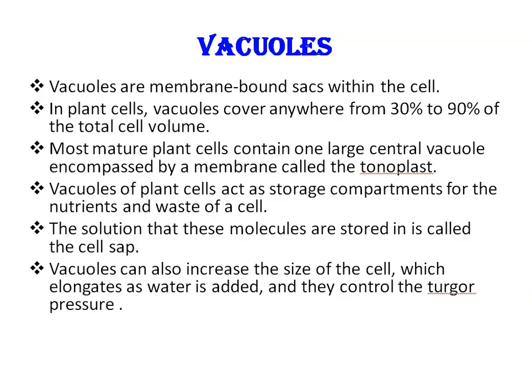Vacuoles of plant cells act as storage compartments for the nutrients and waste of a cell. The solution that these molecules are stored in is called cell sap. Pigments that color the cells are sometimes located in the cell sap. Vacuoles can also increase the size of the cell, which elongates as water is added. And they control the turgor pressure, the osmotic pressure that keeps the cell wall from caving in.